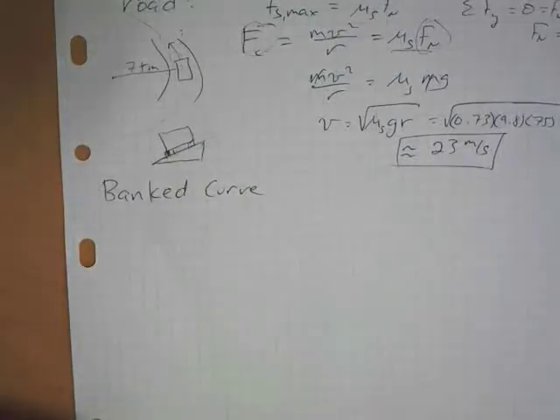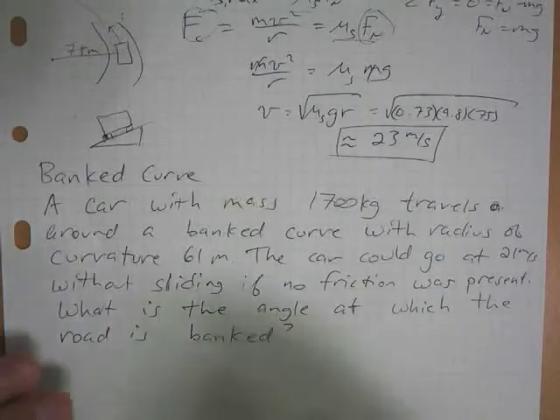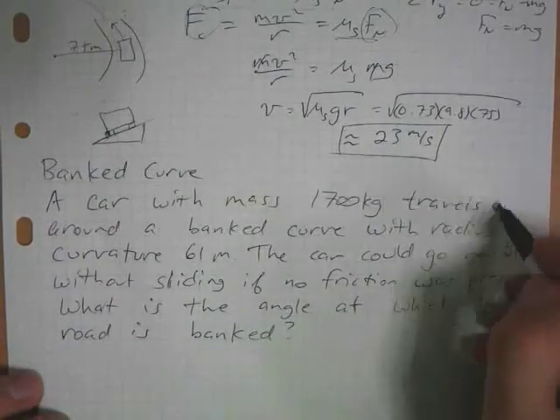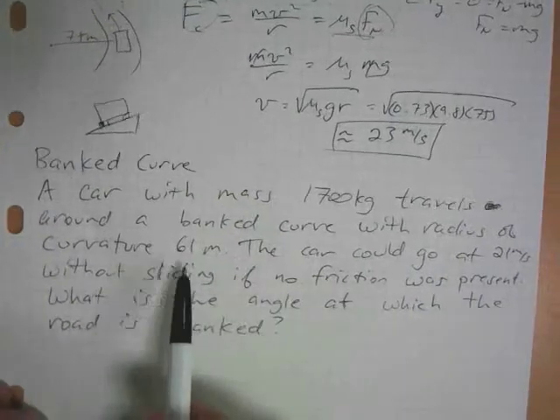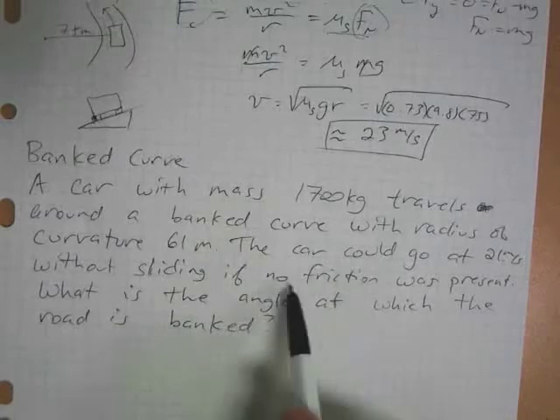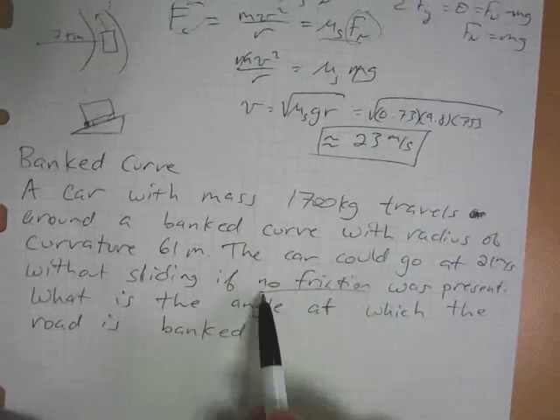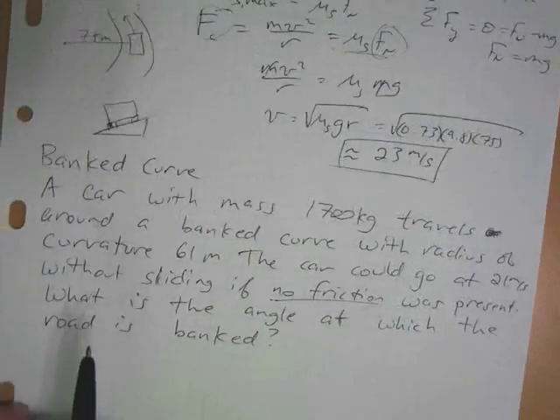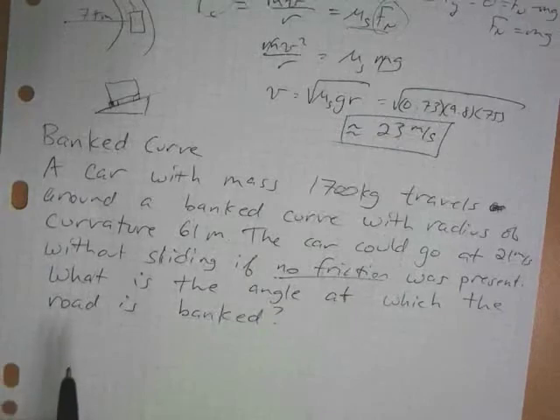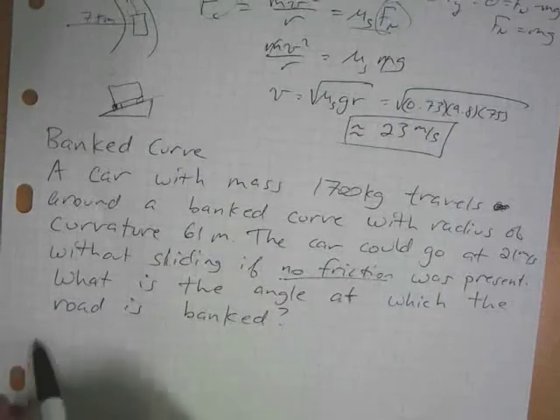So a car with mass 1,700 kilograms is traveling around a banked curve with radius of curvature 61 meters. The car could go at 21 meters per second without sliding if no friction was present. The question is, what is the angle at which the road is banked? So in this case, we're not dealing with friction. If you do include friction in a banked curve, things get more complicated. Friction always makes things more complicated. But for now, we have no friction.